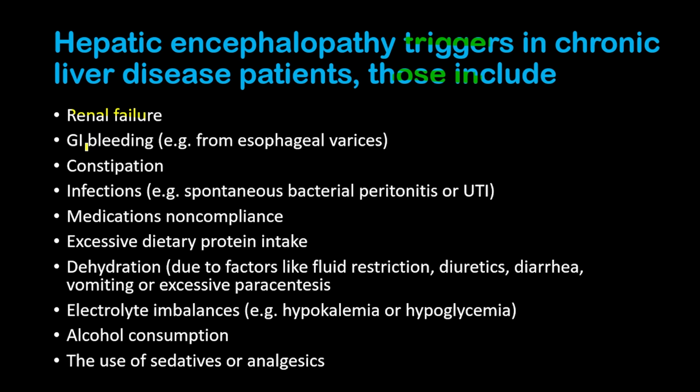The other trigger for hepatic encephalopathy is gastrointestinal bleeding, for example, from esophageal varices, because in gastrointestinal bleeding, the blood would go through the intestine, and through its course through the intestine, the nitrogen and the proteins inside the blood would be converted to ammonia and absorbed in high levels into the systemic circulation, leading to triggering the encephalopathy.